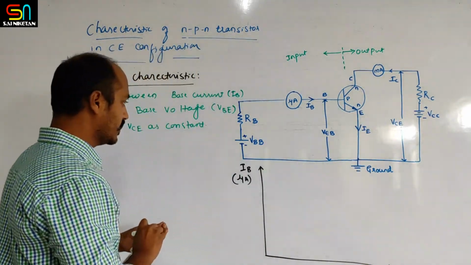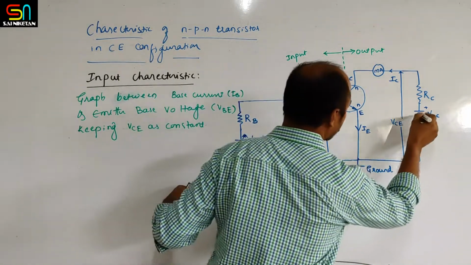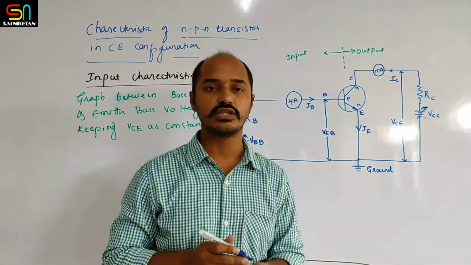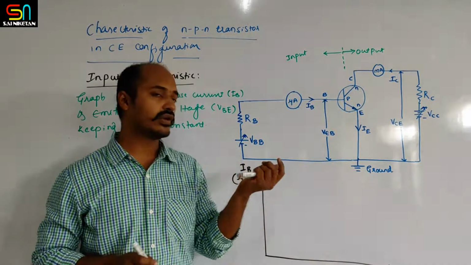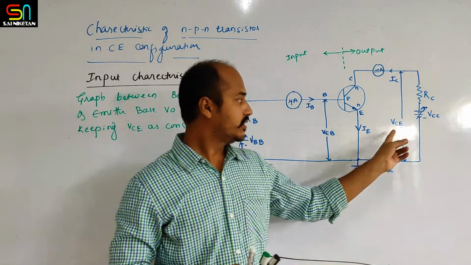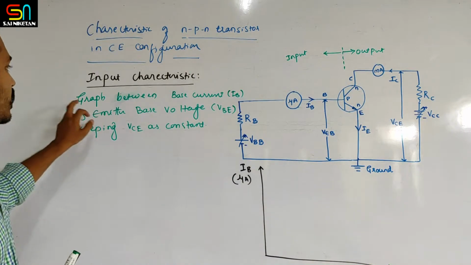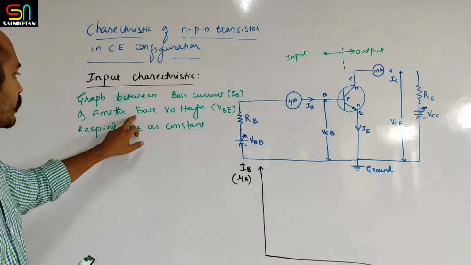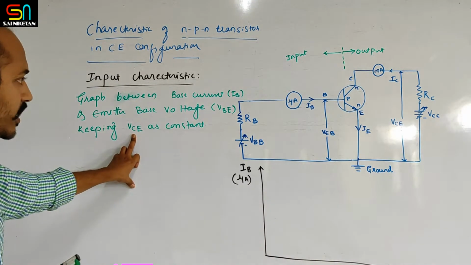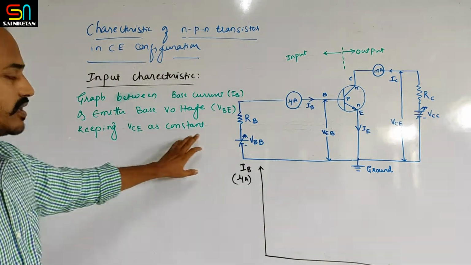This means we have to choose a variable battery so that we can change the voltage or the current. Instead of a variable battery, you can also use a rheostat component. So you have to keep the VCE voltage as a constant. So this is the definition of the input characteristic: the graph between base current and emitter base voltage, keeping the output voltage, or the voltage of the collector and emitter junction, as a constant.